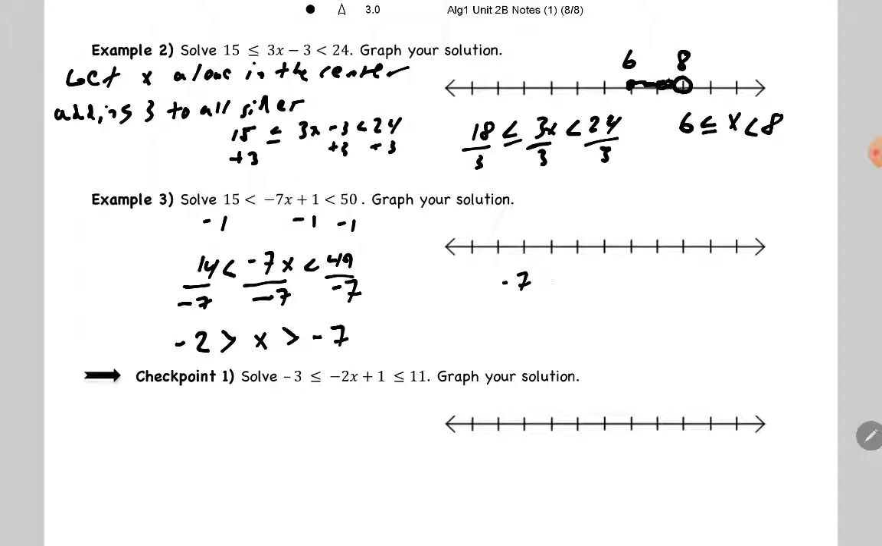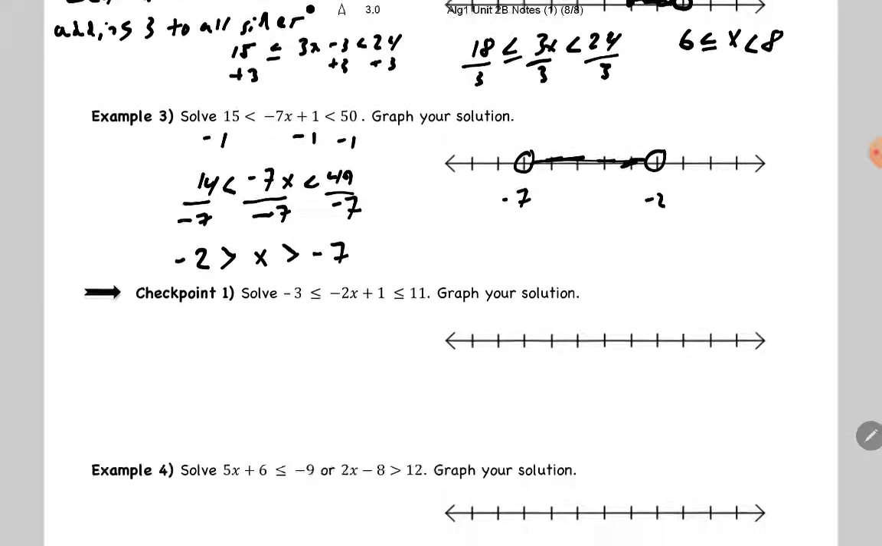So -7 here, 6, 5, 4, 3, 2 here, and we're going to make it an open dot, and x is less than but bigger than, yep, shade in between. And then here we go, some more.